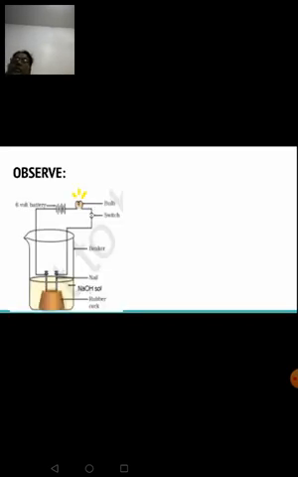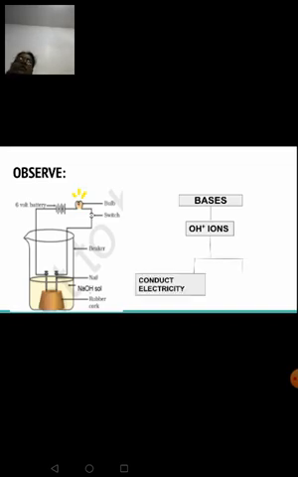Now see here, I have shown the same experimental setup. A base is taken, that is sodium hydroxide. Now the circuit is complete, plugged in, and then the switch is on. You can see the bulb emitting light. So this also shows that bases dissociate into hydroxyl ions, and these hydroxyl ions are responsible for the conduction of electricity, and they are only responsible to show the basic nature of bases.